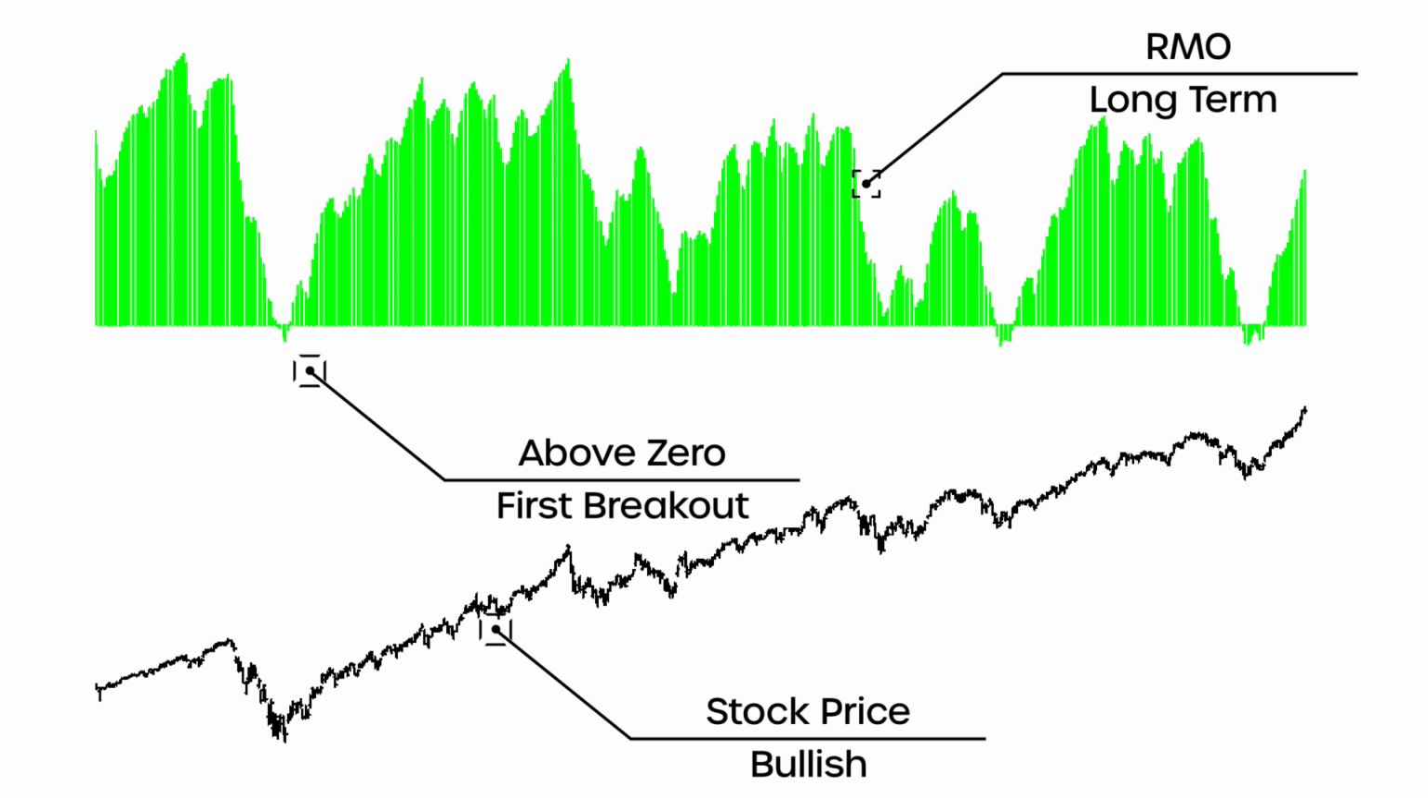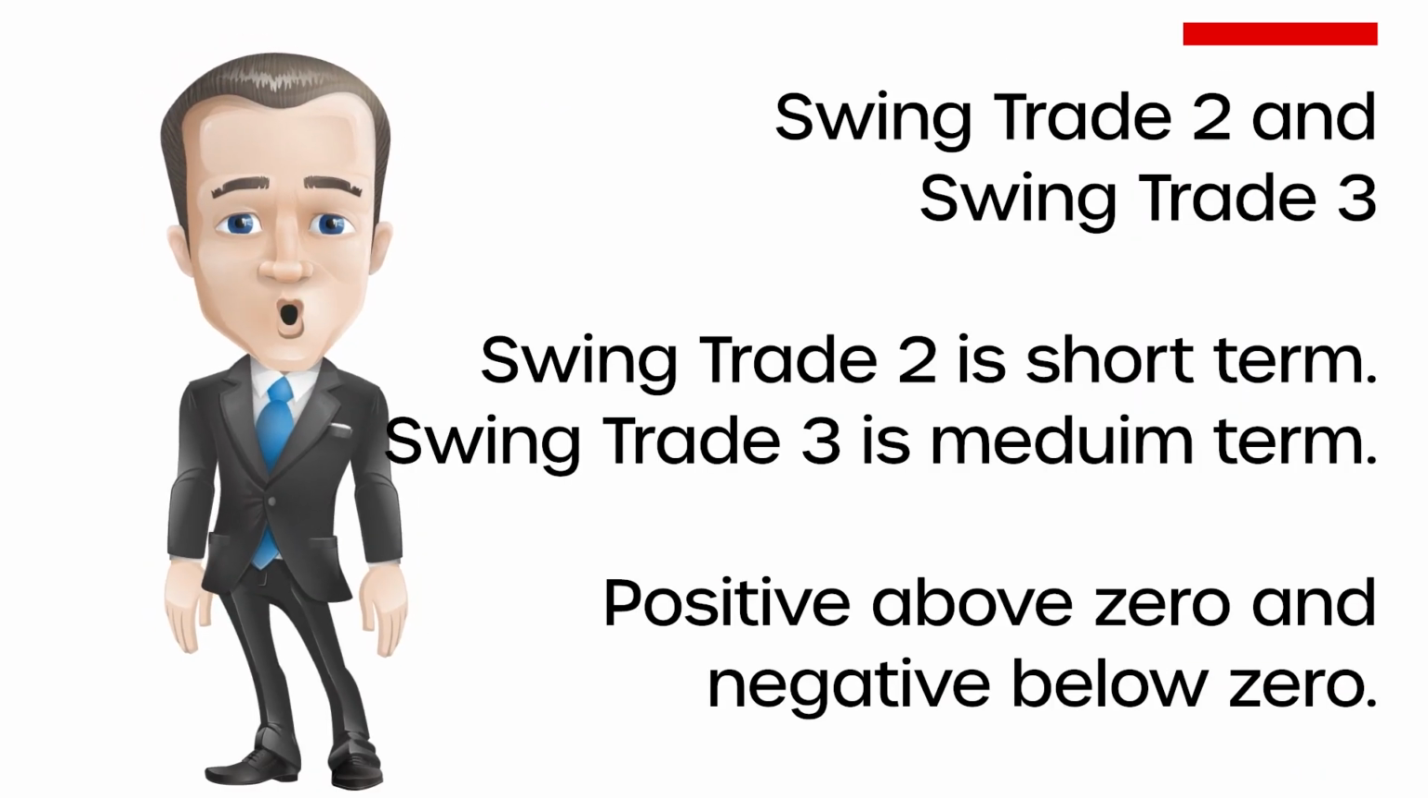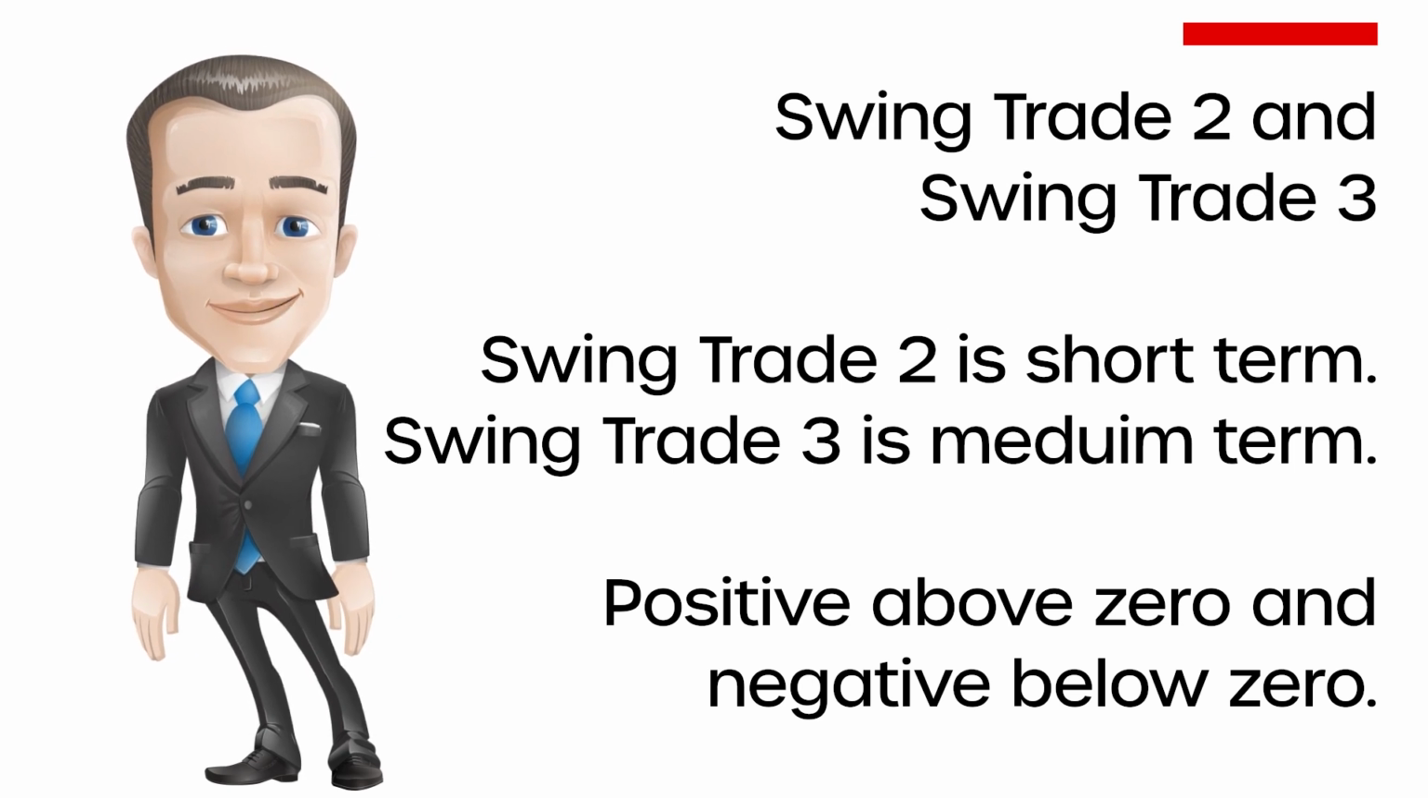RMO is above 0. It is a positive sign. When the RMO is below 0, it is a negative sign. There will be other indicators to follow this first primary long-term RMO signal: Swing Trade 2 and Swing Trade 3.